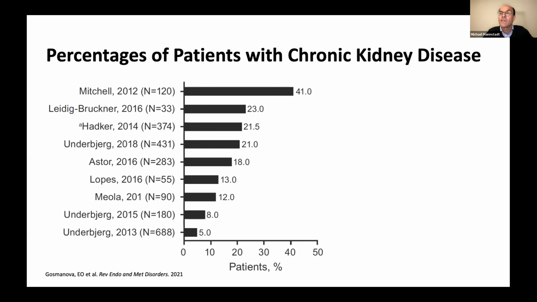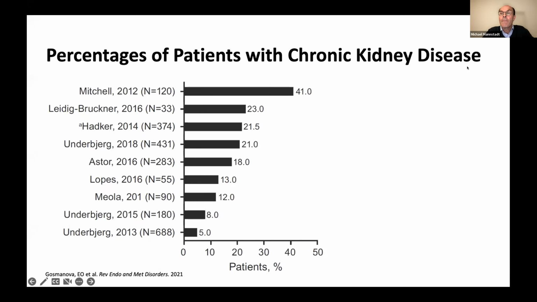You will hear more about it, but just as a little preview here. So this is a nice review that came out last year about the percentages of patients with hypoparathyroidism who have chronic kidney disease. And so here you see the study and the first author, I believe, and the year when it was published, and importantly, the number of patients in the studies, right?